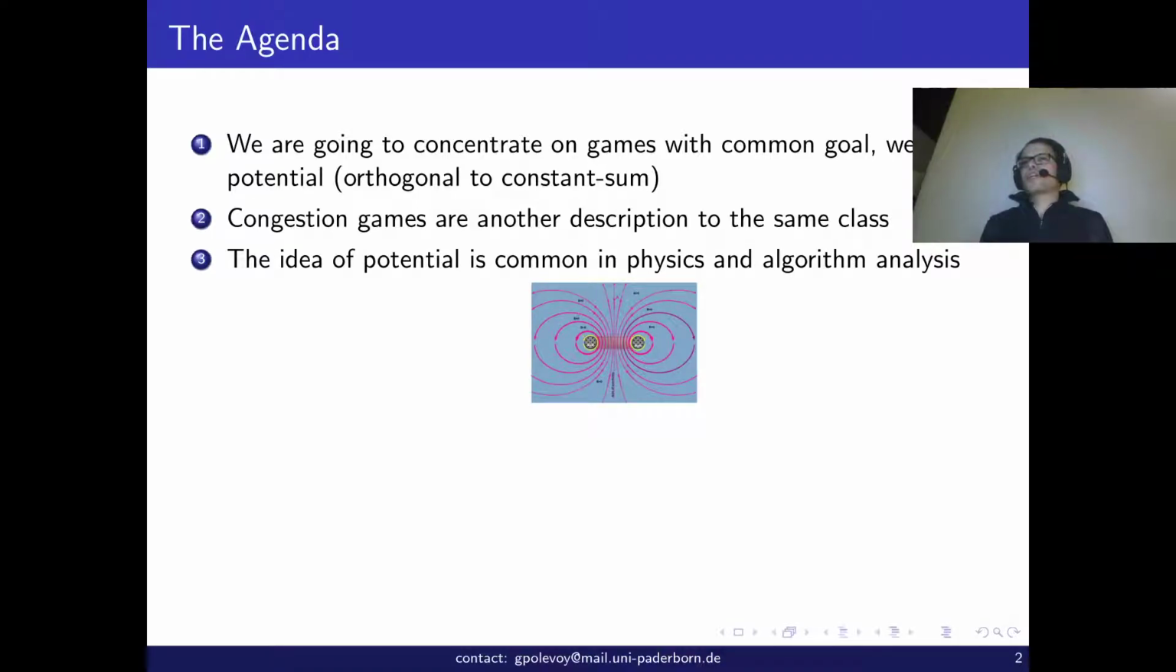Now, the idea of potential is common in physics, of course, and also in analysis of algorithms. So when you can find a function which shows something about other actions, let's say in algorithms, or which shows which energy a certain body has to perform some action, for example, in physics. So the idea of potential, that you have one function which describes the system, is also what we have here. And we are going to see some similarity to physics, actually.